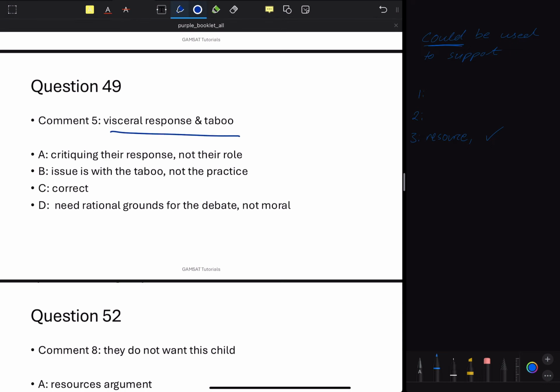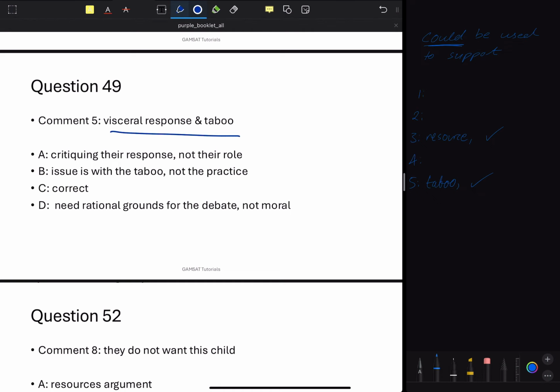So let's just start off with the summary. So for comment 5, I would say just like taboo. And then I'd say, could this be used to support the idea of infanticide? And I'd say, yes, it could be used to support that idea. Okay, so now we go to question 49. So comment 5 suggests that A, philosophers have no role in infanticide.